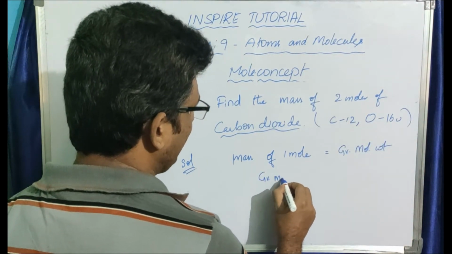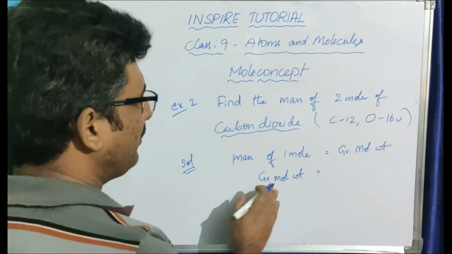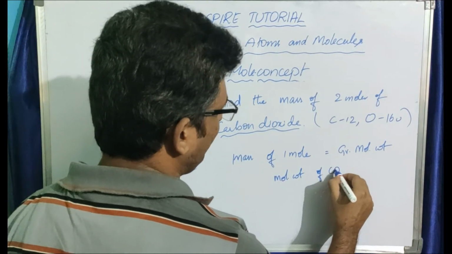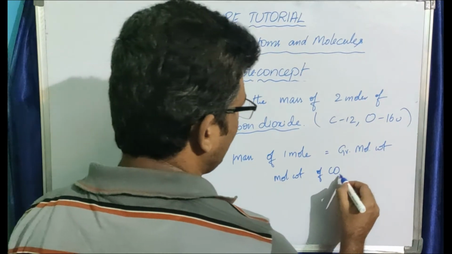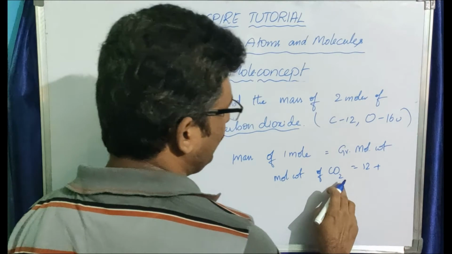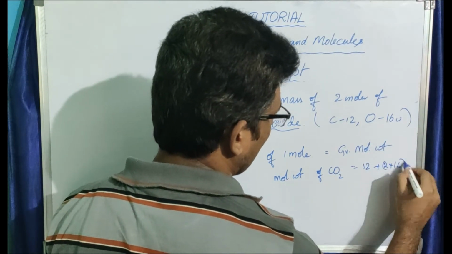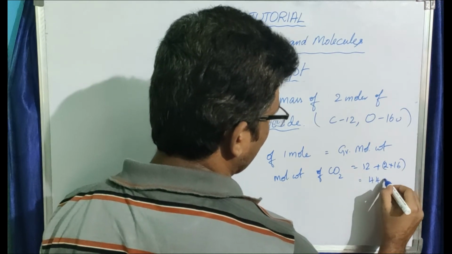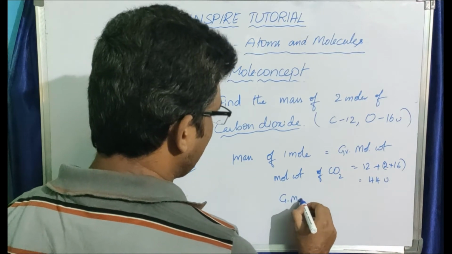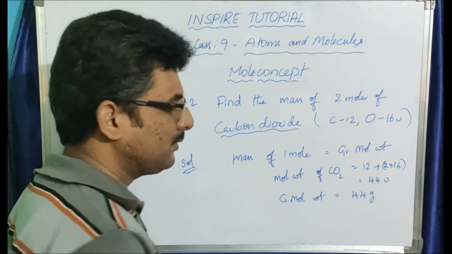So the gram molecular weight, or we'll find molecular weight here. So molecular weight of carbon dioxide. So how many carbons are there? One carbon is there, so 12 units plus 2 oxygens, and each oxygen is 16 units. So 2 into 16, which will be 44 units. So this is 44 units, so the gram molecular weight will be 44 grams.